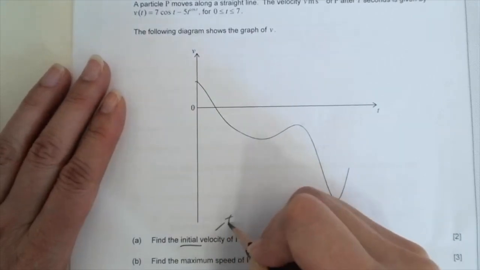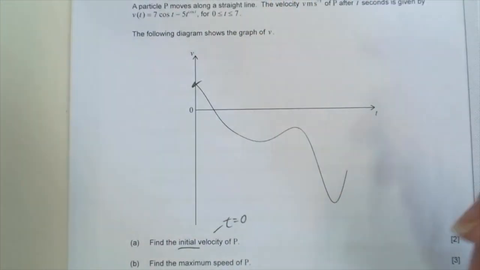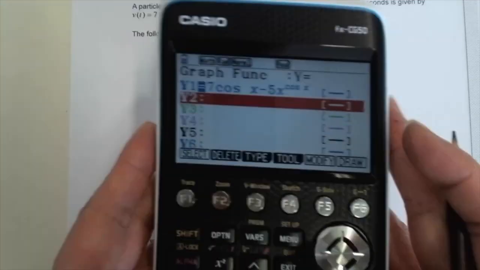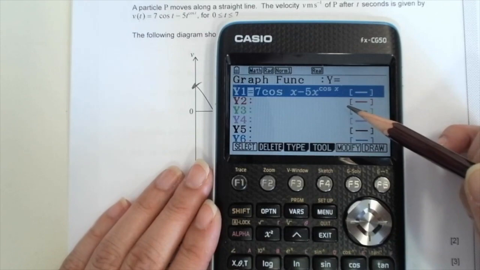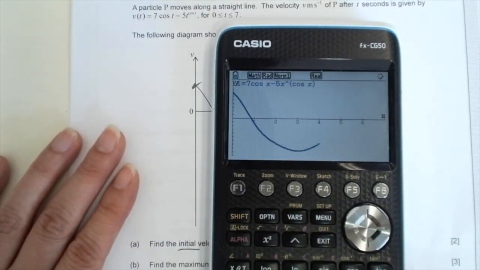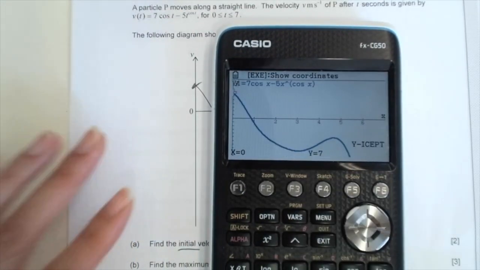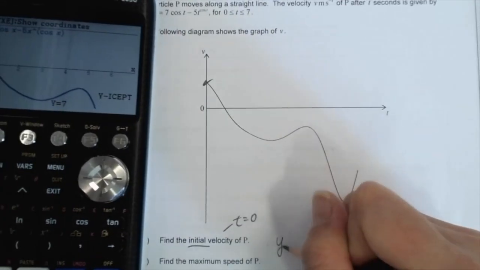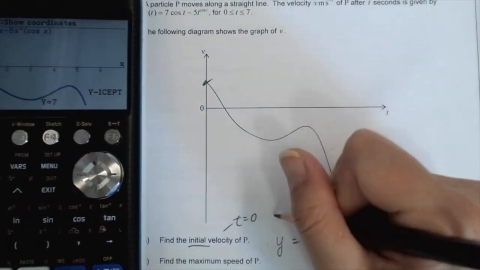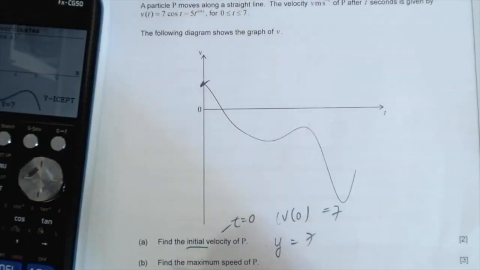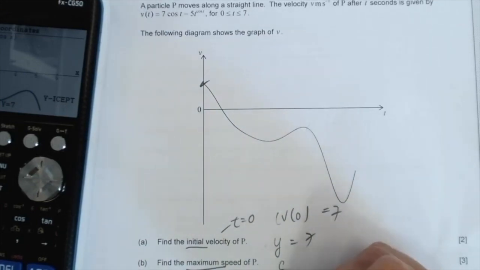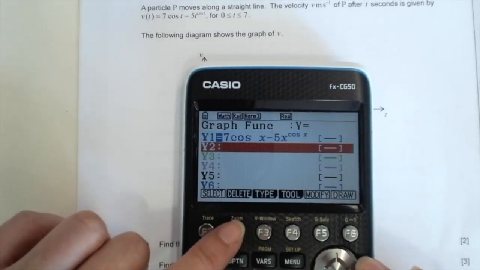So initial means that t equals 0, which means this point. So now we just have to find it with the function here, key in with the graph, and then the y-intercept is y equals 7, or you can write down V0 equals 7, that is the same too. And then the maximum speed. Remember, speed equals the magnitude of V. There's no direction there.